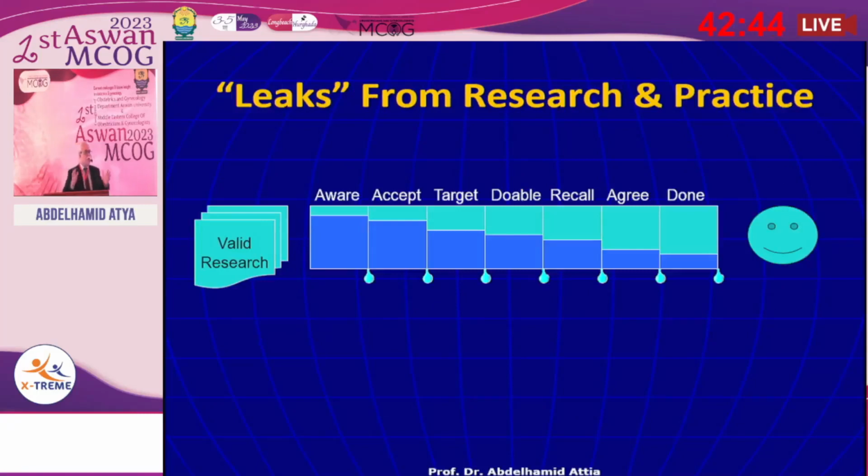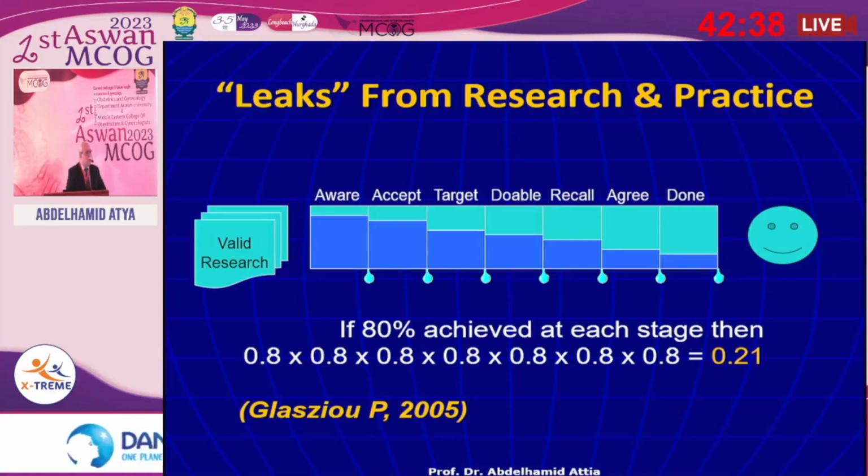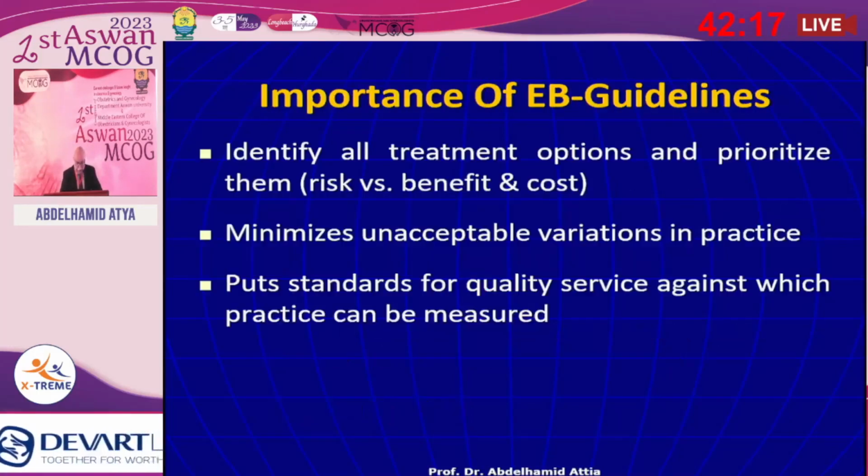Every one of us knows that we are having leaks from research into practice. Glasgow in 2005 found that only 20% of the very valid and important evidence that is generated by the studies reach our patients. And 80% of this valid research, important research that is directed to the benefit of the patient, is lost in the medical practice.